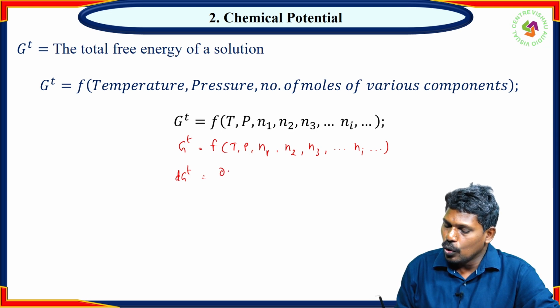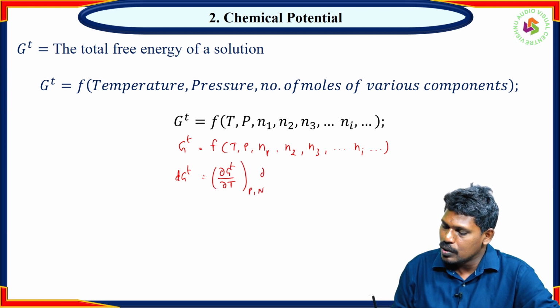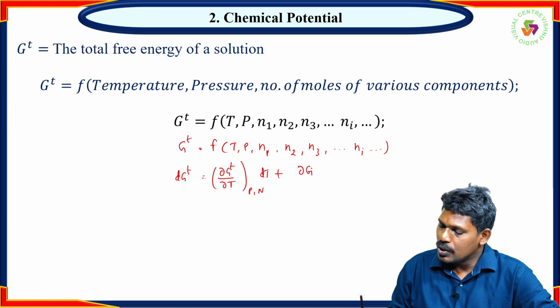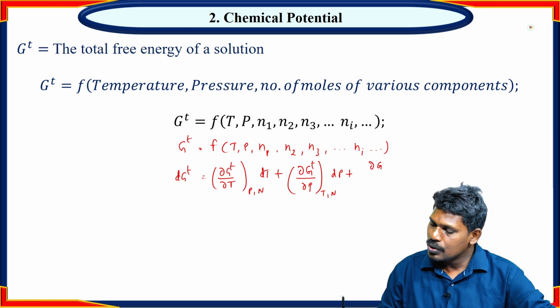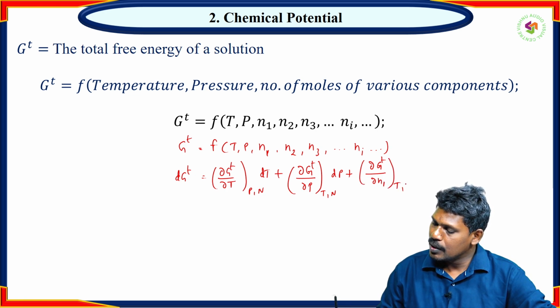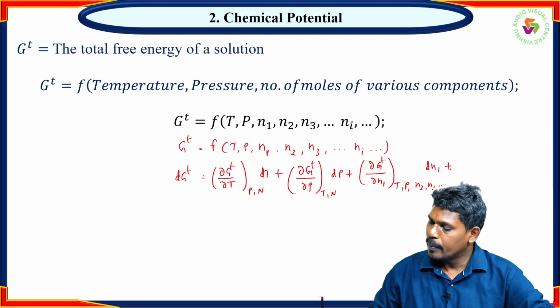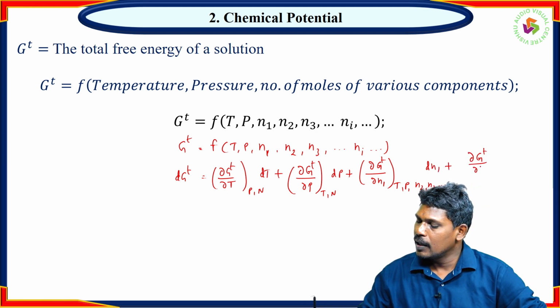That's the reason: dou GT by dou T at constant pressure and number of moles dT, plus dou GT by dou P at constant temperature and number of moles dP, plus dou GT by dou N1 at constant temperature, constant pressure, N2, N3, and so on, dN1, plus dou GT by dou N2 at constant temperature, constant pressure, N1, N3, and so on, dN2, and so on.